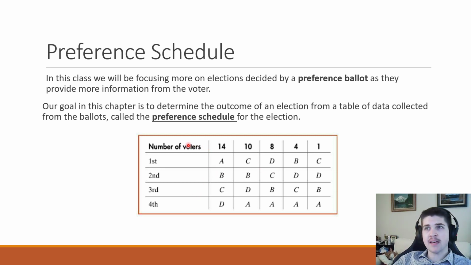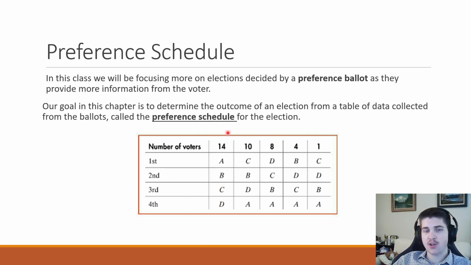Basically, what we can see in this table is that there's a number of voters in this row: 14, 10, 8, 4, 1. It's giving us a collection of information where these 14 voters all voted in this way. And below we can see their first choice, second choice, third choice, and fourth choice.